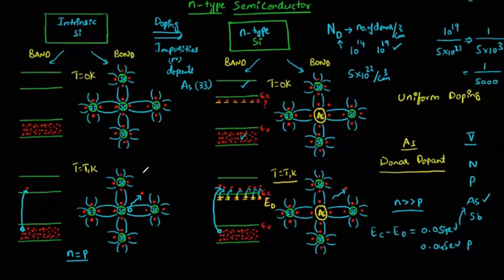So when we talk about intrinsic semiconductors, intrinsic silicon, at 0 Kelvin we have just the conduction band and valence band. At T equal to T1 Kelvin, some electrons will be excited and move, creating free electrons as well as holes. This is about intrinsic. But now, when we dope it, suppose I dope it with arsenic.